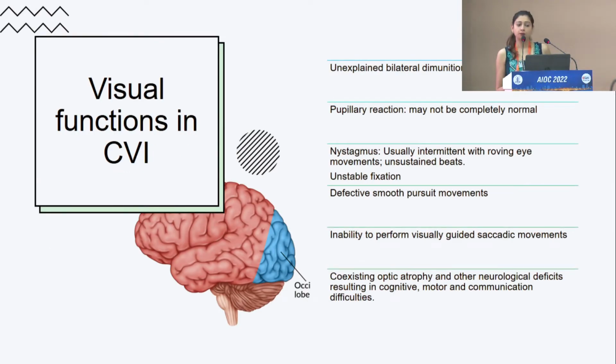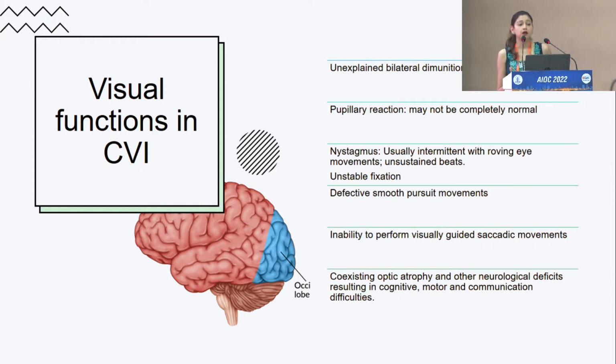Suma ma'am has already covered all the visual assessment tests, so I will just talk about clinical differences between these two conditions. If we talk about CVI children, CVI should be suspected as a diagnosis whenever you see unexplained bilateral decreased vision in children. That means the pupillary reaction may not be completely normal, and you might also see some intermittent, unsustained bursts of nystagmus. Then there are defective smooth pursuit movements, and inability to perform visually guided saccadic movements, which are seen in these children.